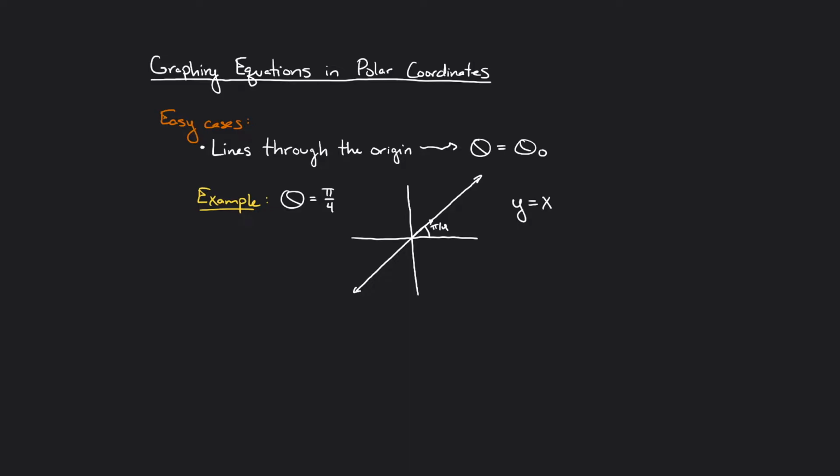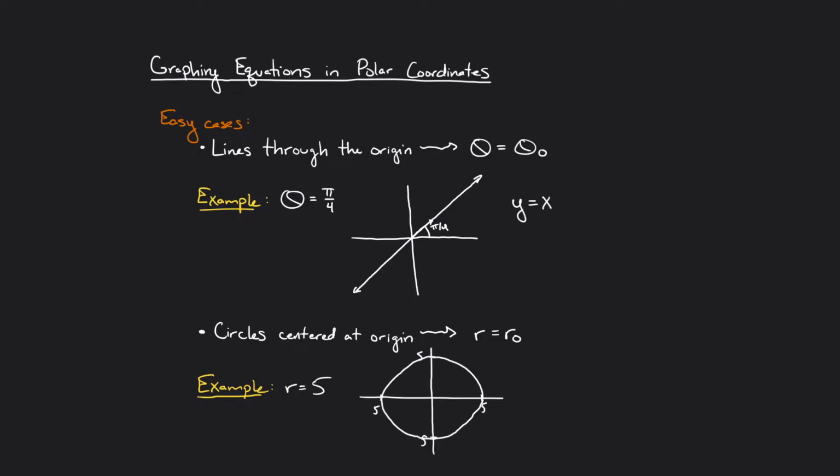Next, we hold r constant and let theta vary, and it turns out that we're going to trace a circle. For example, consider the function r equals 5. The solutions to this equation are all points that are 5 units away from the origin, and so we get the circle of radius 5 centered at the origin.